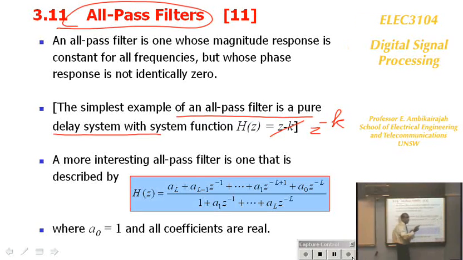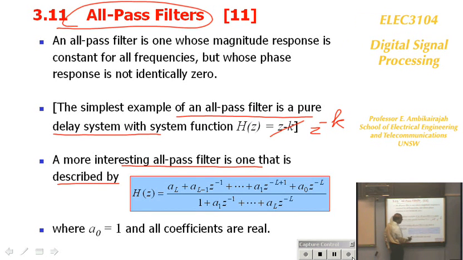I think it's right in your lecture notes. If you go back in this chapter and the second CD, when we plotted the phase response for a delay system, they were linear. If you have a look at it. Anyway, a more interesting all-pass filter is one that is described here.